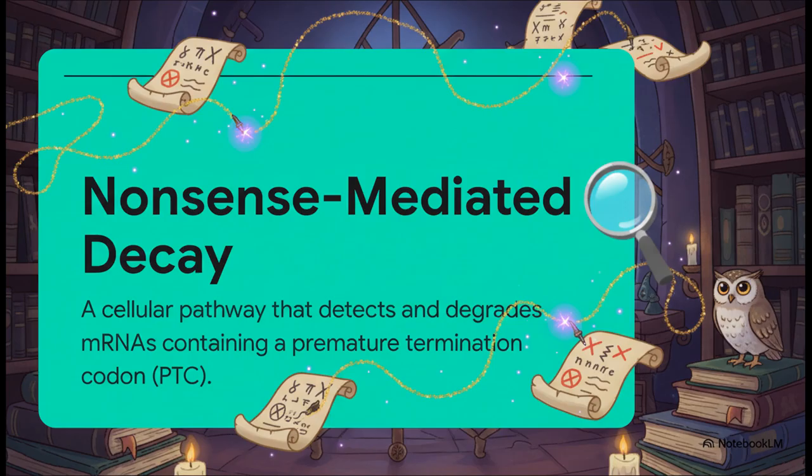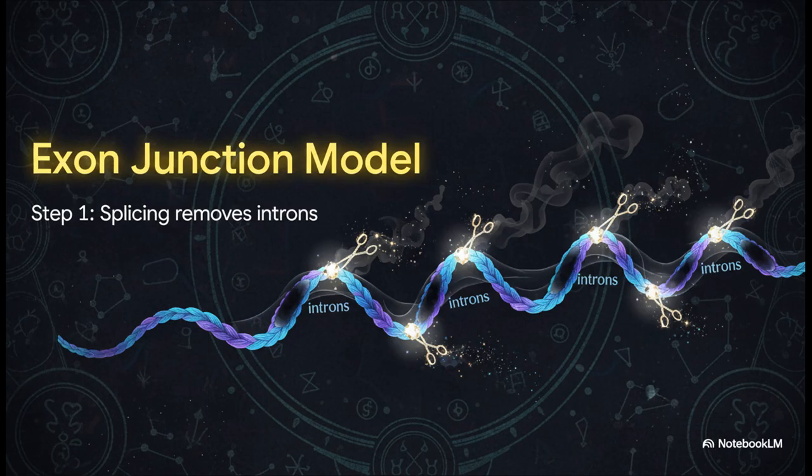So how does the cell actually know an mRNA is faulty? Well, a really important mechanism here is the exon junction model. After splicing, a little protein marker called an exon junction complex gets left behind where two exons were joined together. Now, during a test run of translation, a healthy ribosome will just knock all these markers off. But if it hits a premature stop codon, the ribosome falls off too early, leaving a marker behind. That leftover marker is the red flag that tells the cell, hey, this mRNA is bad news, get rid of it.